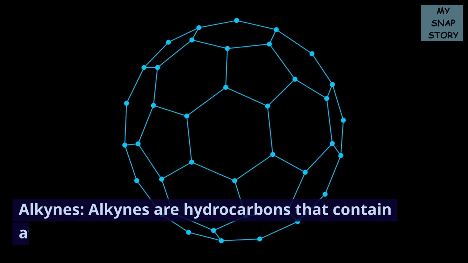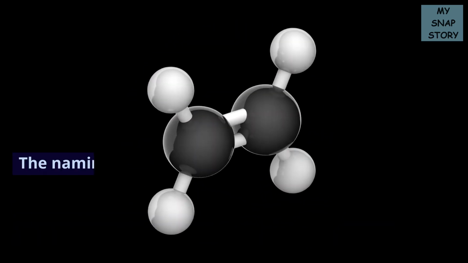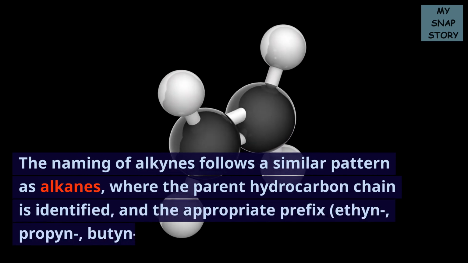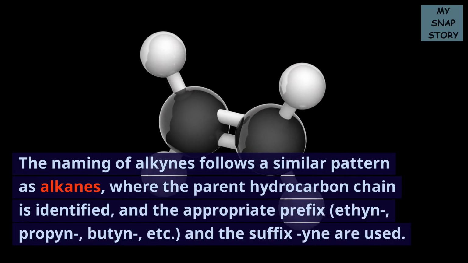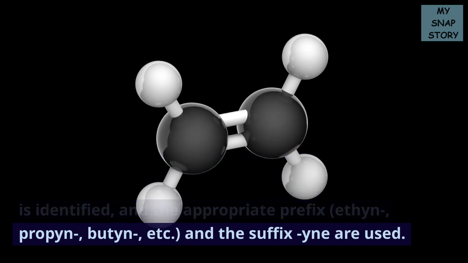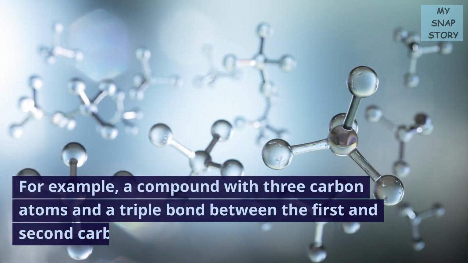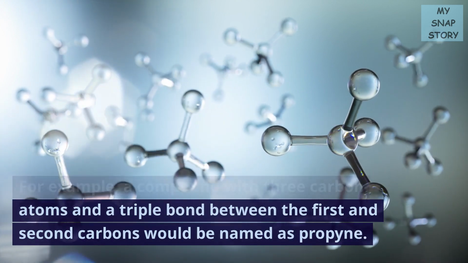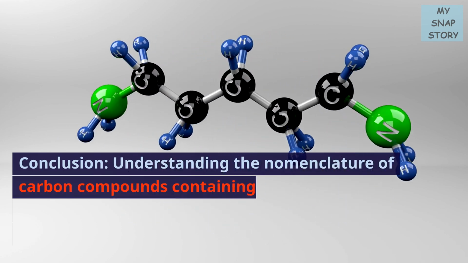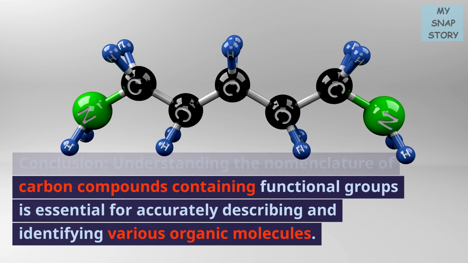Alkynes. Alkynes are hydrocarbons that contain at least 1 triple bond between carbon atoms. The naming of alkynes follows a similar pattern as alkanes, where the parent hydrocarbon chain is identified, and the appropriate prefix, eth, prop, but, etc., and the suffix -yne are used. For example, a compound with 3 carbon atoms and a triple bond between the first and second carbons would be named propyne.